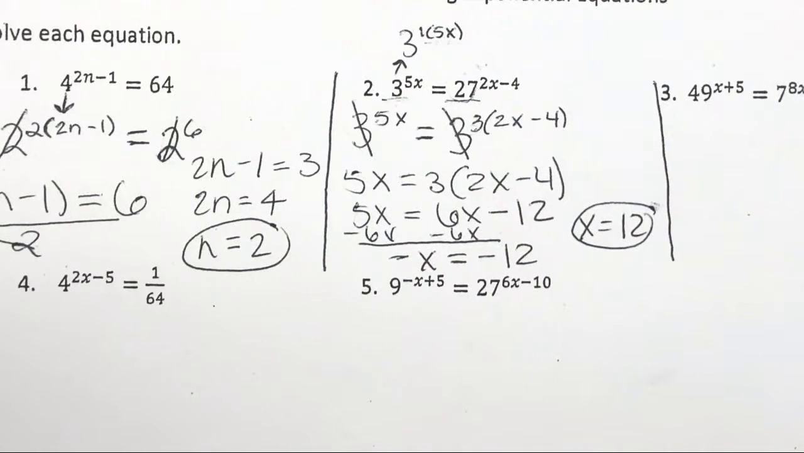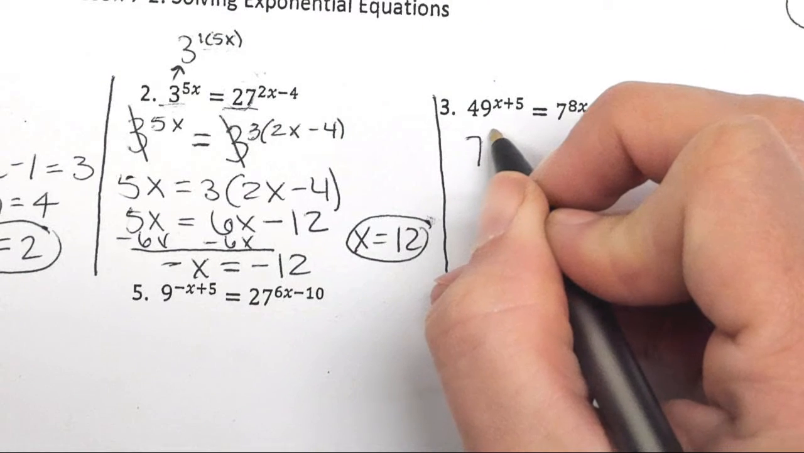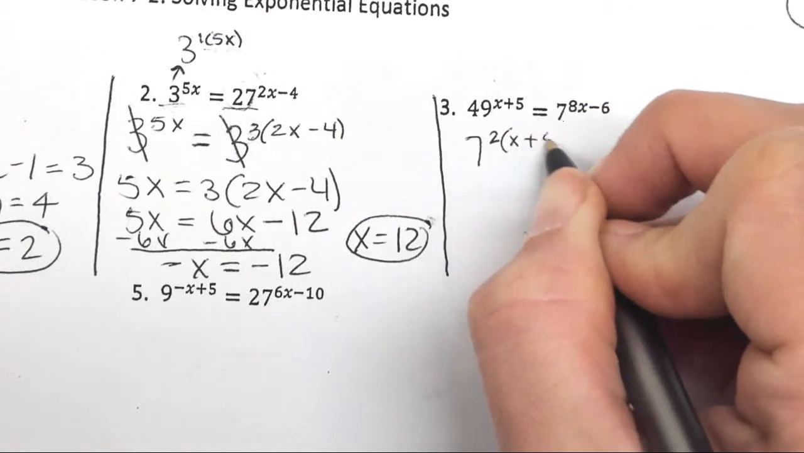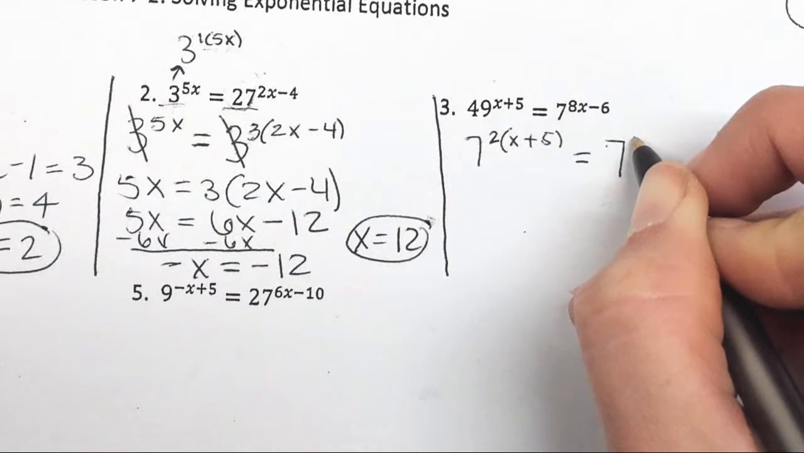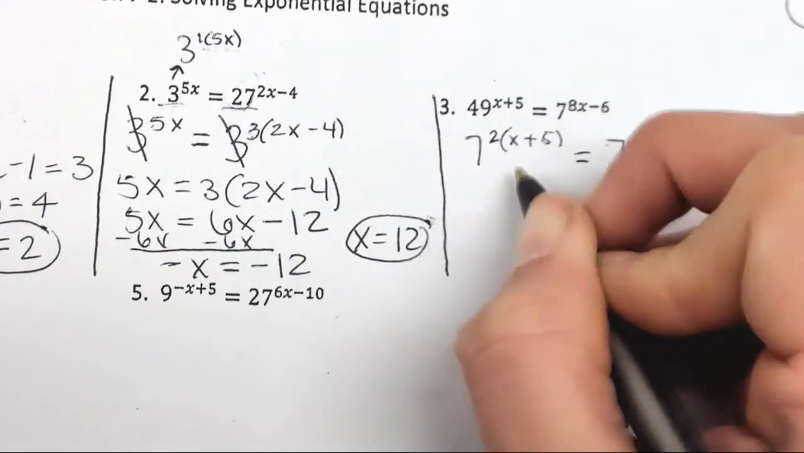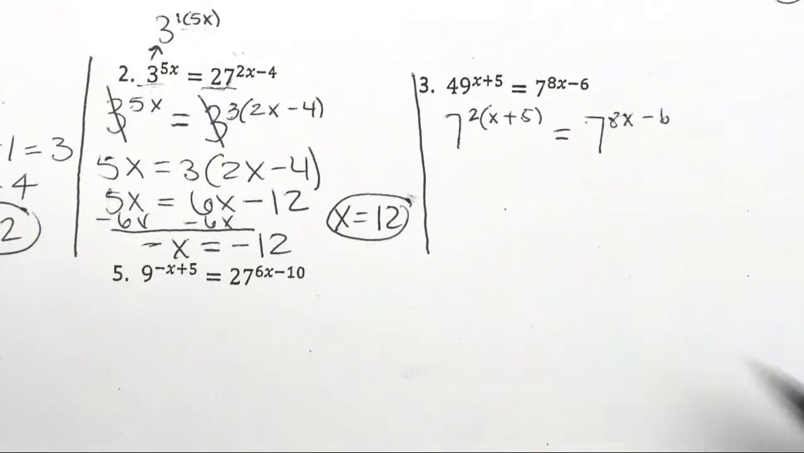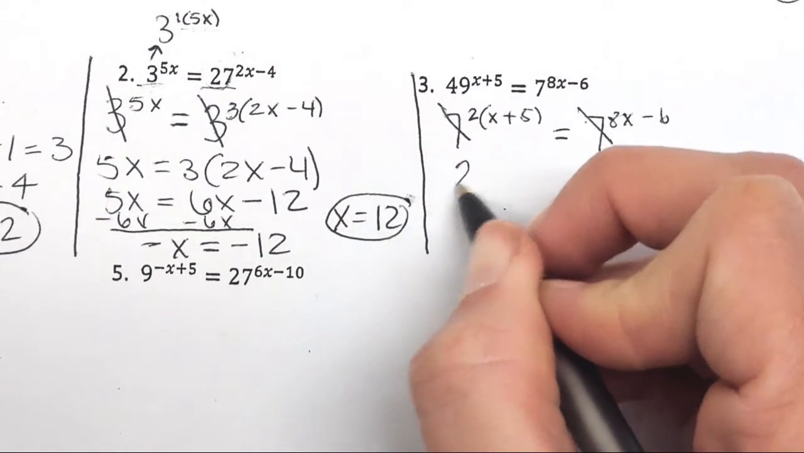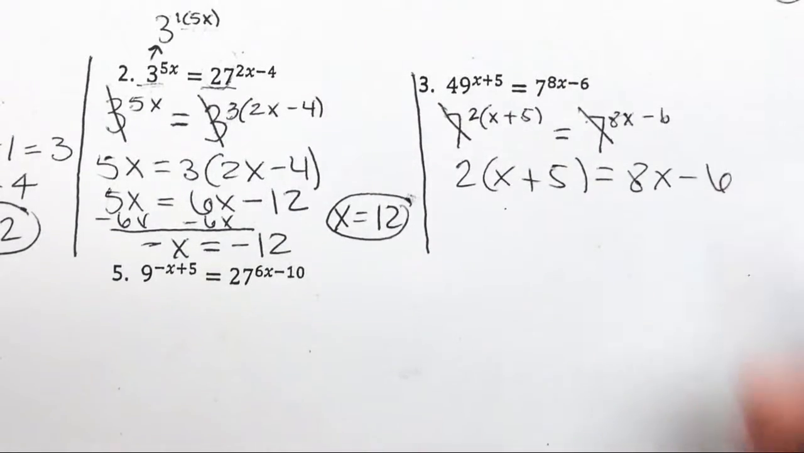Alright, what would our similar base be in this one? 7. So we need to change this to what? Tell me what else to write. Good. Tell me what to write over here. 7. Good. We don't have to change that one because it already has a base of 7. So our bases will cancel, and we'll have what on this side? Equals 8x minus 6.